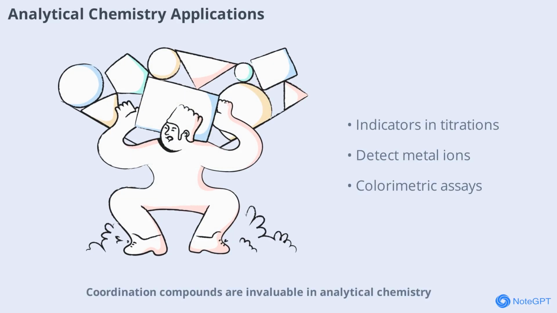Coordination compounds are invaluable in analytical chemistry. They serve as indicators in titrations, help detect metal ions in solutions, and are used in colorimetric assays.